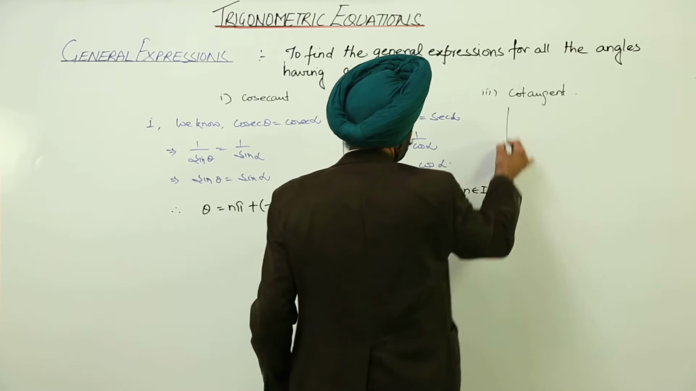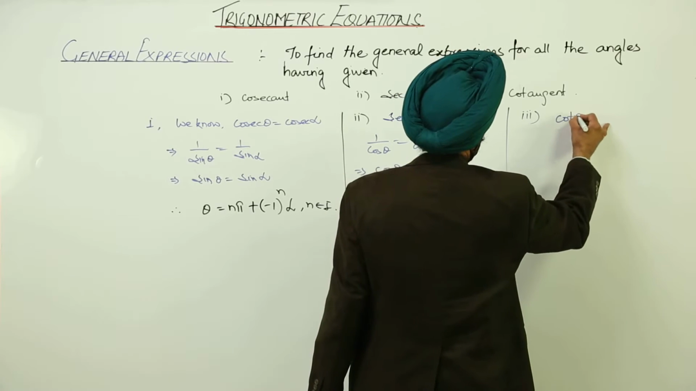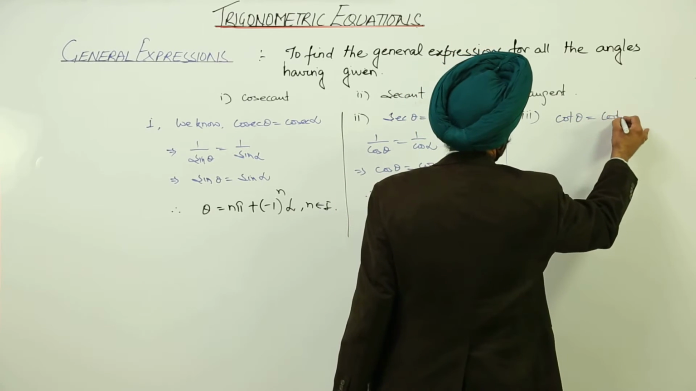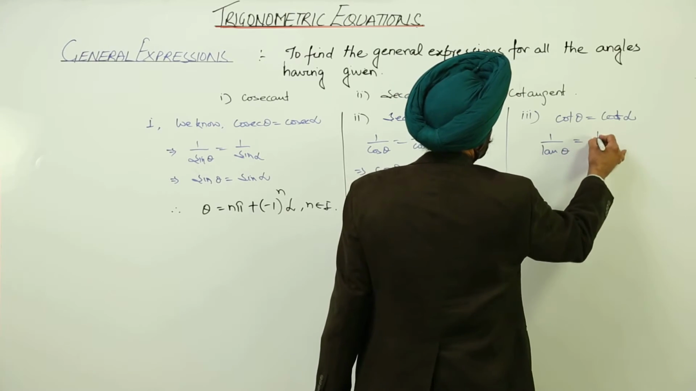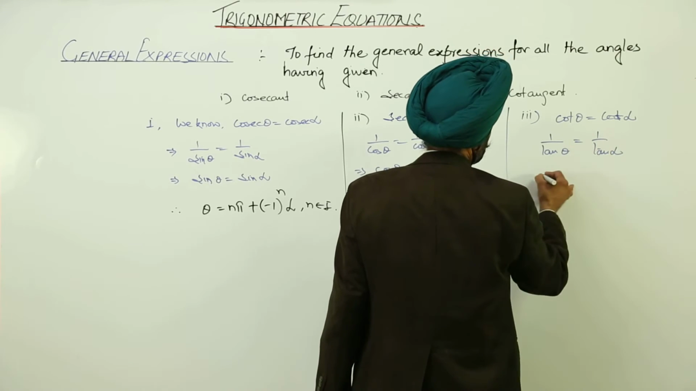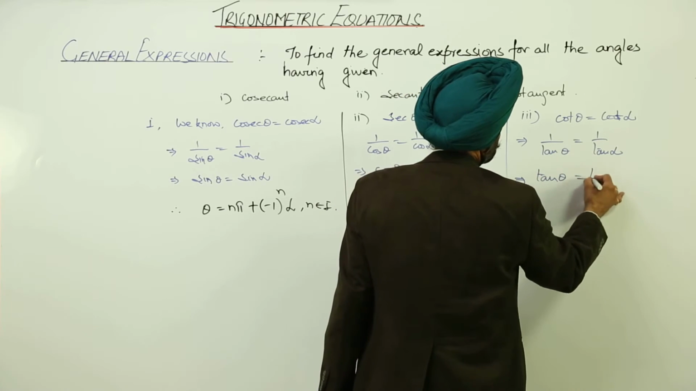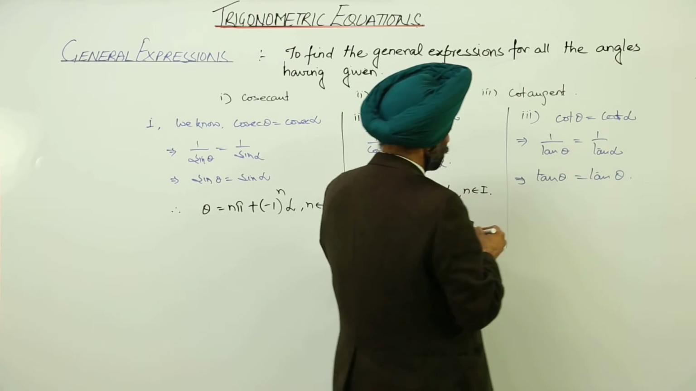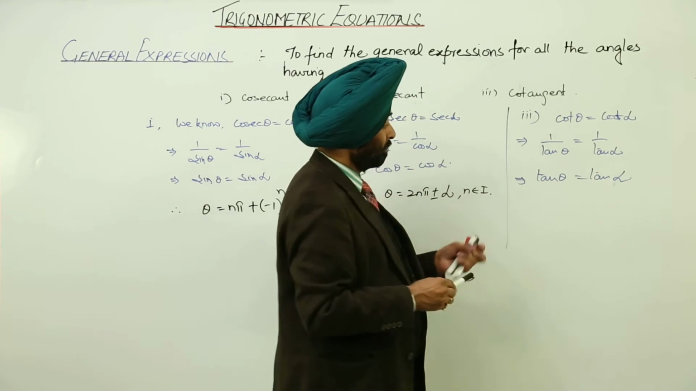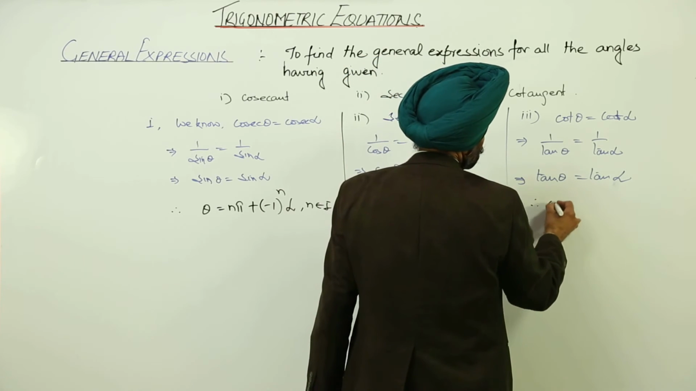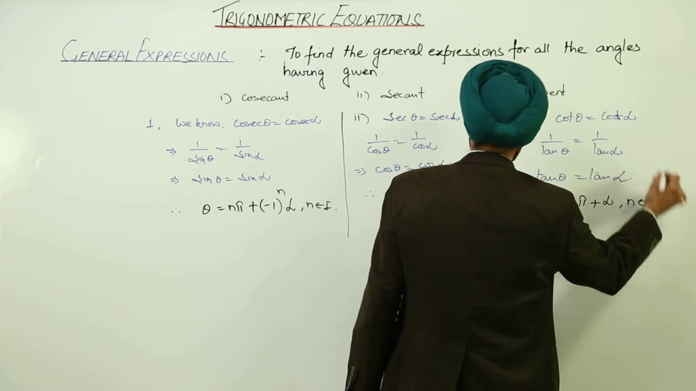Then number 3, for cotangent we are writing cot theta is equal to cot alpha. Now 1 upon tan theta is 1 upon tan alpha. Tan theta is equal to tan alpha. Therefore theta is equal to n pi plus alpha, where n belongs to integers.